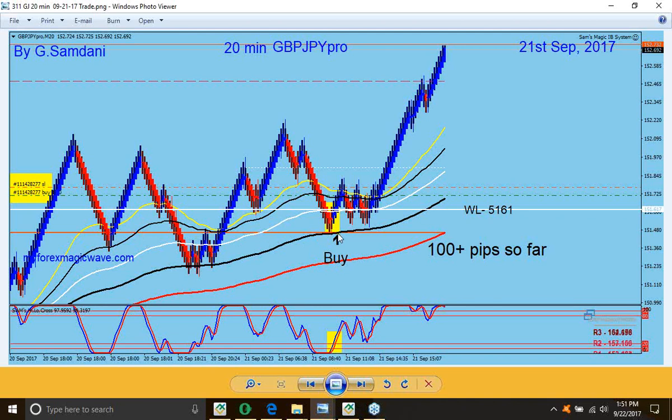But it came down and I took my SL. You know, then it was gone. But this is the big one. So usually you will see my charts showing 70, 80, 100 pip or more.